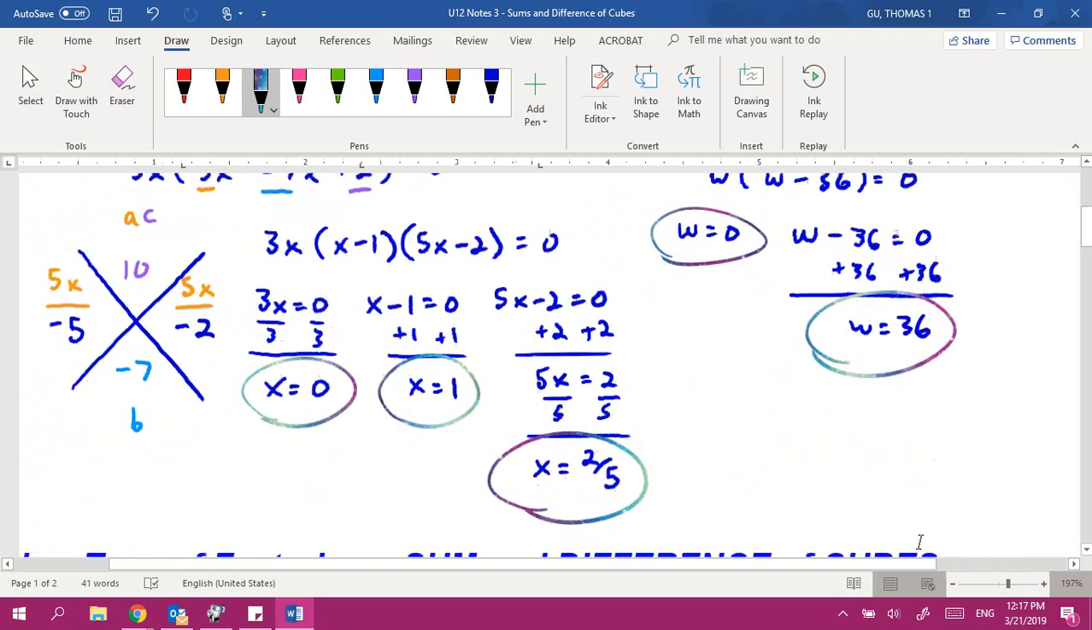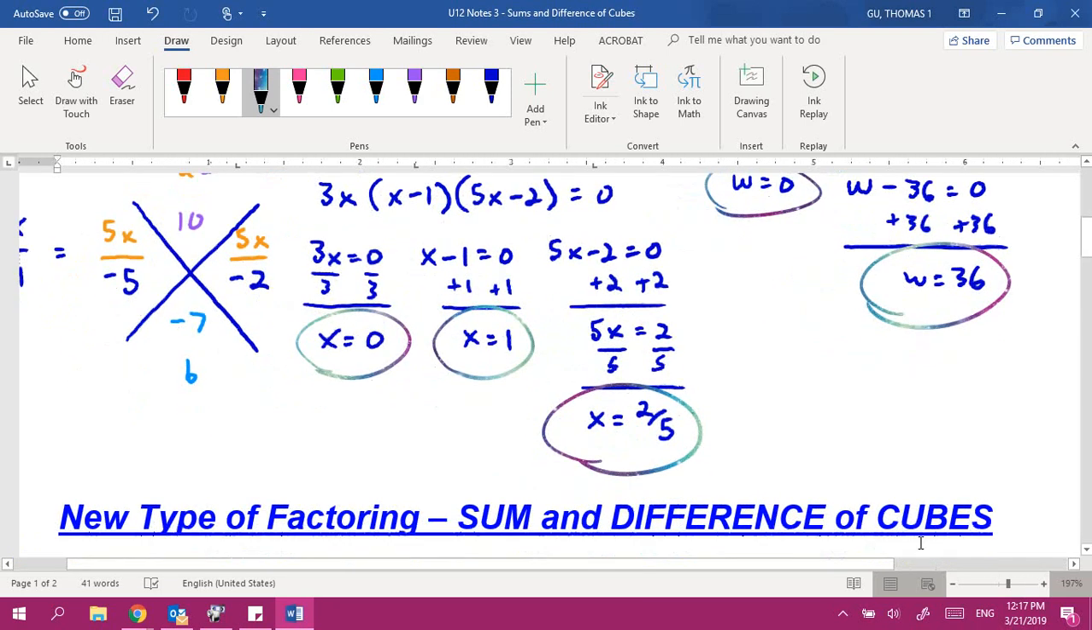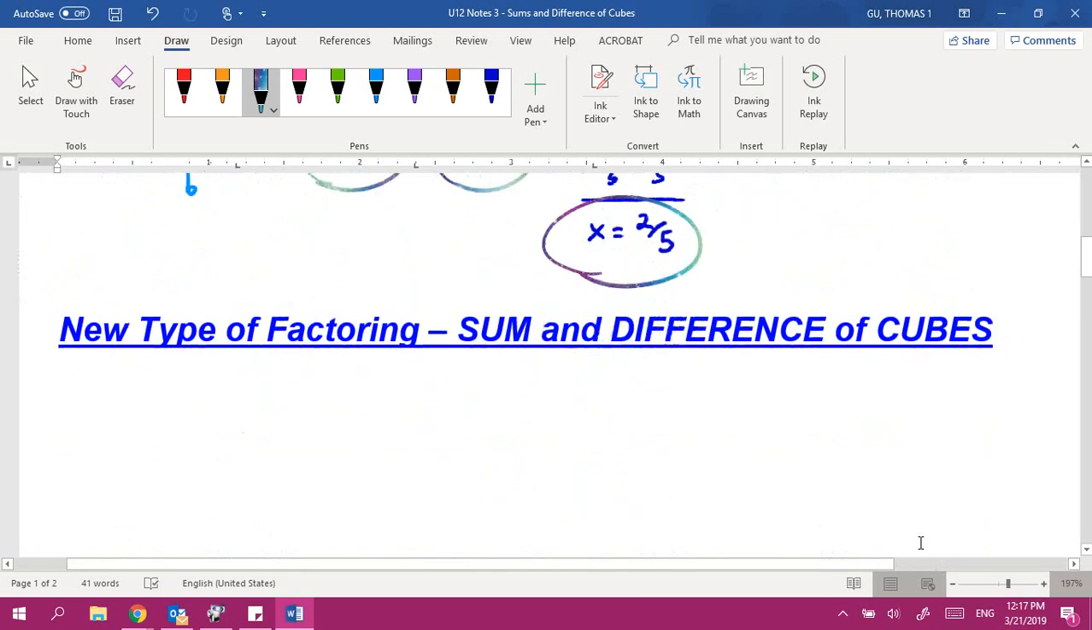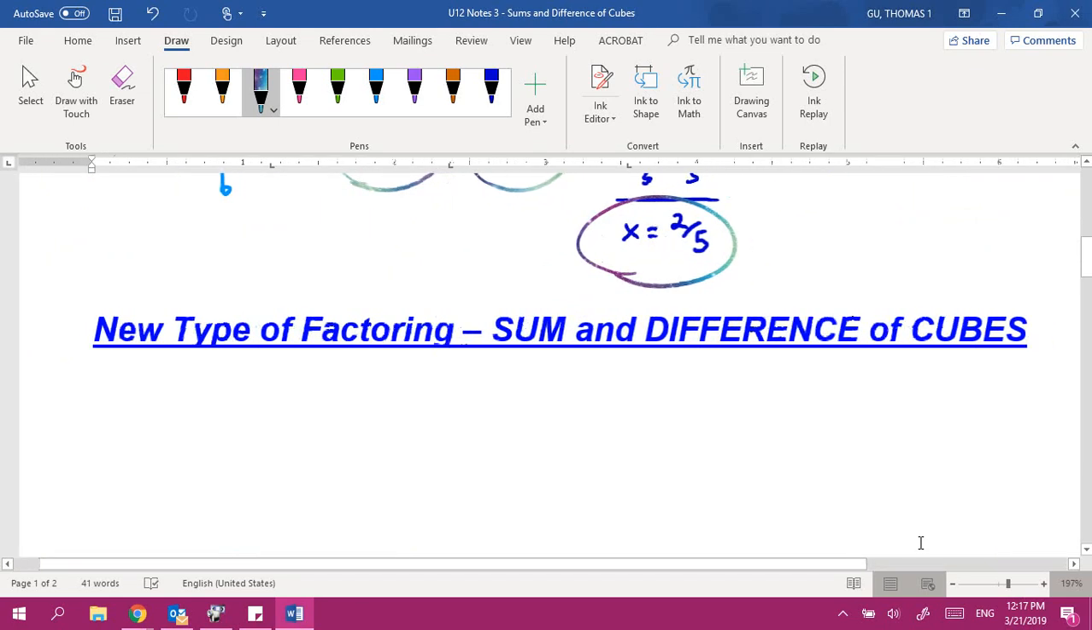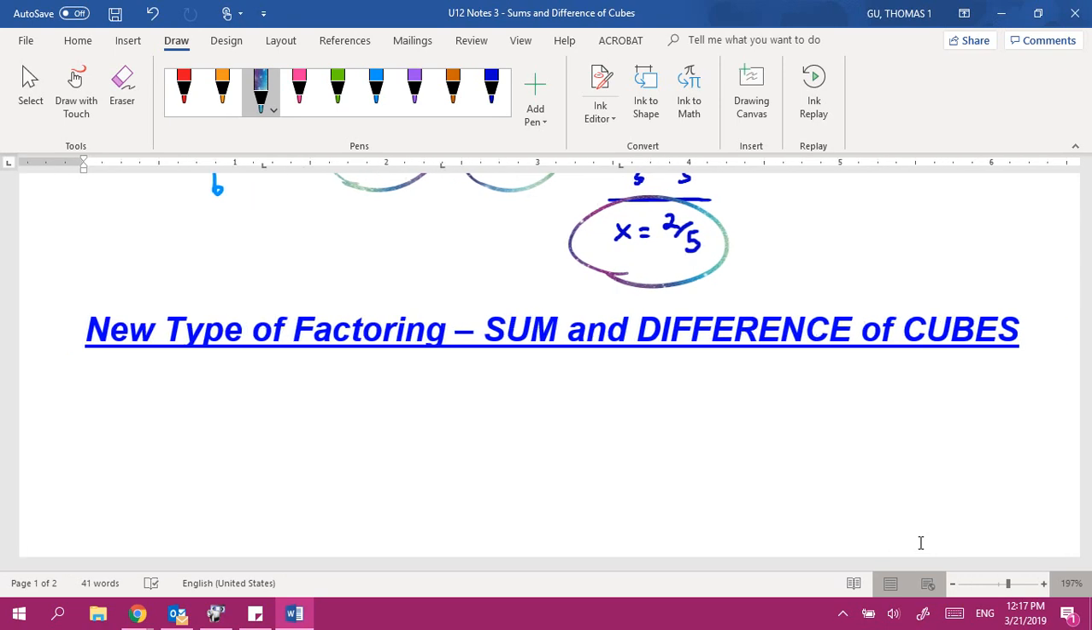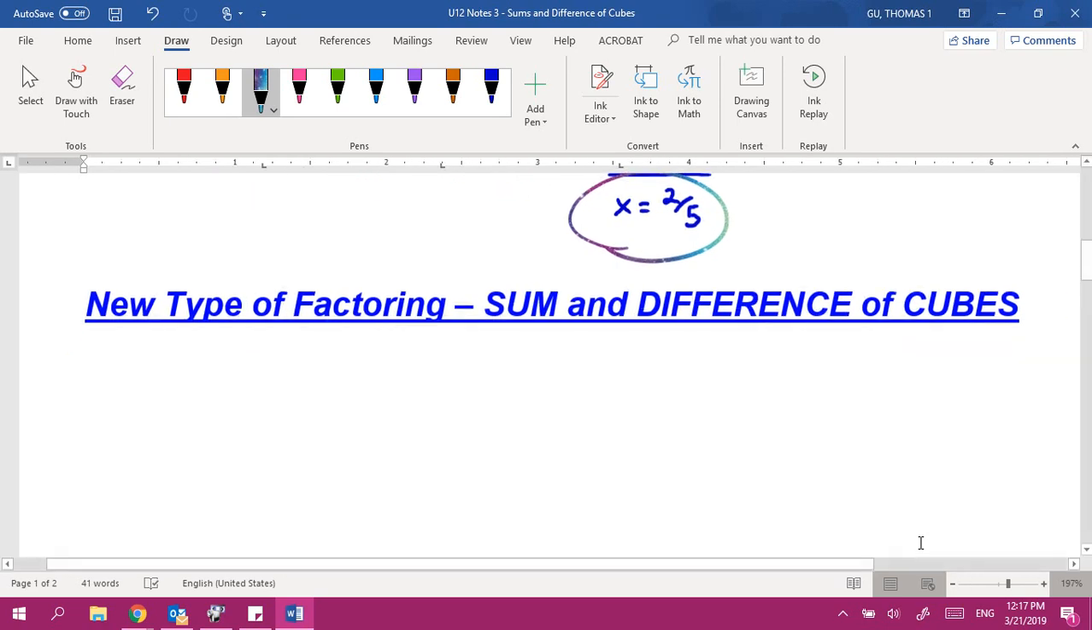All right, so here we go. On to the new content. New type of factoring: sum and differences of cubes. Yesterday, I showed you the shortcut special situation of difference of squares. That's kind of optional because technically you still could get the answer with the X box. But this time, you're going to have to know this. You're going to have to remember these formulas.